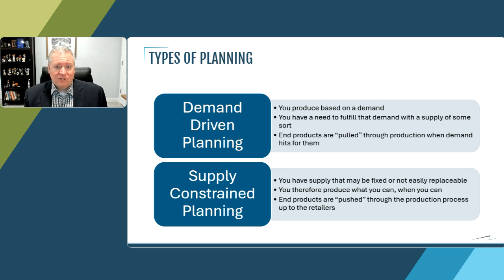We also have supply constrained planning. This is when you have a supply that may be fixed and not easily replaceable. Therefore, you're going to produce what you can when you can, and our end products are then pushed through the production process and up to the retailers. So, what does that mean?